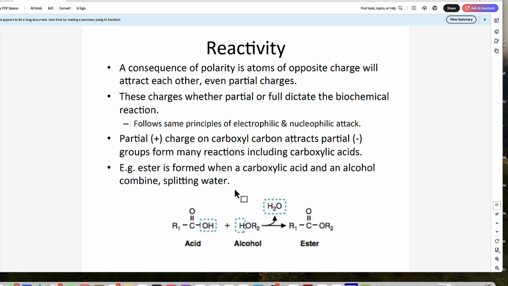And so when you're looking at molecules that have partial charges, this allows for them to be reactive. These charges, whether they're partial or full, dictate that there is the potential for a biochemical reaction to occur. This goes back to those concepts you learned in Gen Chem about electrophilic and nucleophilic attacks. That partial charge on carbonyl carbons attracts partial negative groups, and they form reactions including carboxylic acids.